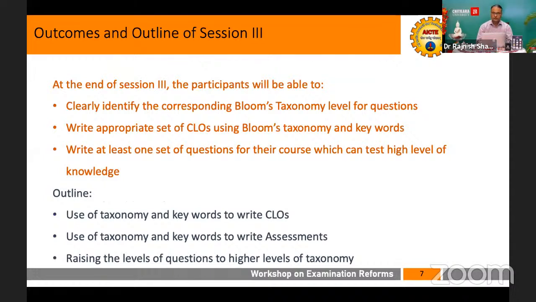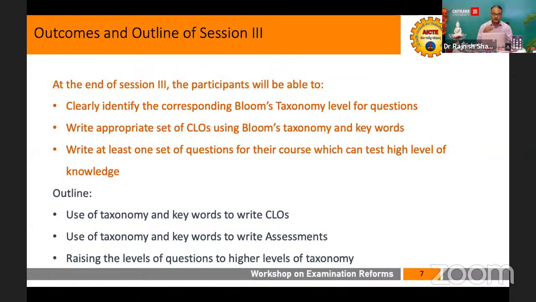So at the end of today's session, the participants will be able to clearly identify the corresponding Bloom's taxonomy level for questions. I'll be showing you a large number of questions, around 15 to 20 different questions. First, I will give you some examples: here is a question statement, and it pertains to this particular level of Bloom's taxonomy. Then we'll have a set of poll questions where you will write down which particular level of Bloom's taxonomy a statement should align with. I'm sure after the end of the session at 12 noon, you should be able to identify very clearly the Bloom's taxonomy level that all the questions in your own question papers exactly align to. That is one of the objectives of this session.